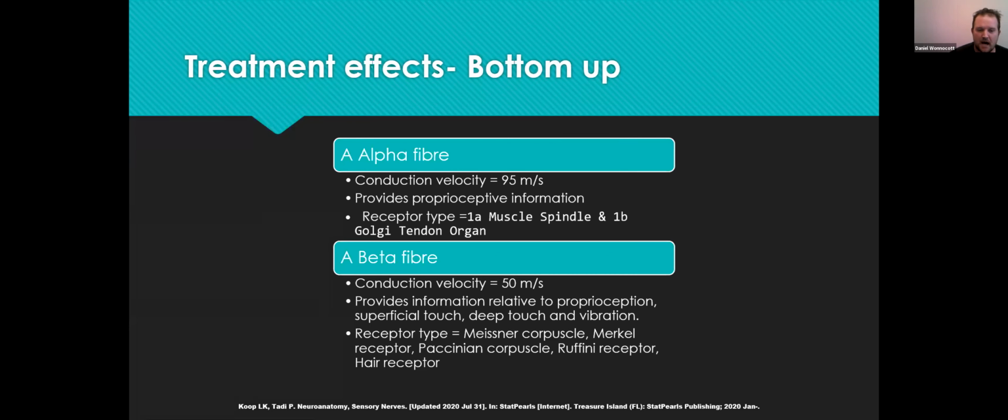There's other times where we might be targeting like an A beta fiber, so slightly slower at getting the message to the brain. And I'd say this covers most techniques that we apply. So things like proprioception, superficial touch, deep touch, vibration are all covered by a lot of these little receptors. So your Meissner, Merkel, Pacinian, Ruffini, little receptors in the hair. So the body's just a big connected web of receptors. Basically, any technique where you are contacting the skin is going to involve a degree of either superficial, deep touch, or vibration, skin stretch at different or varying speeds.